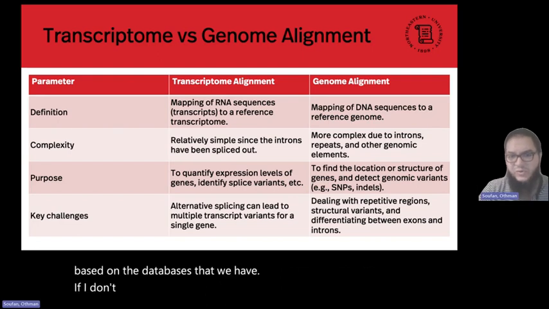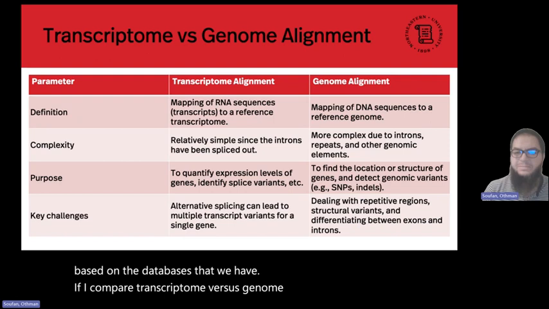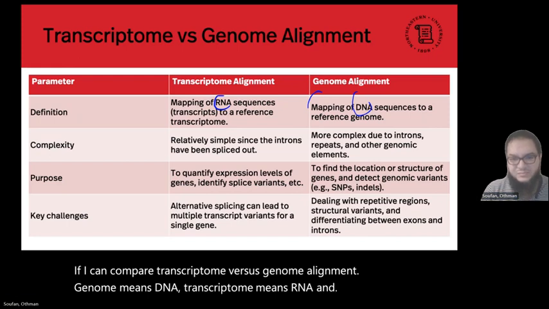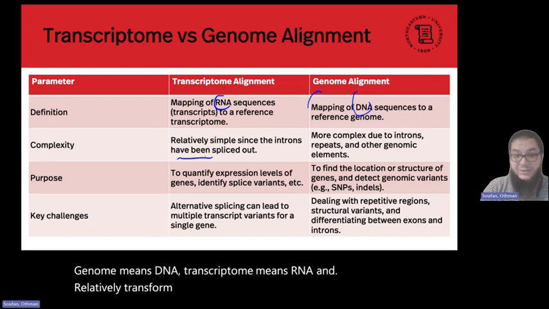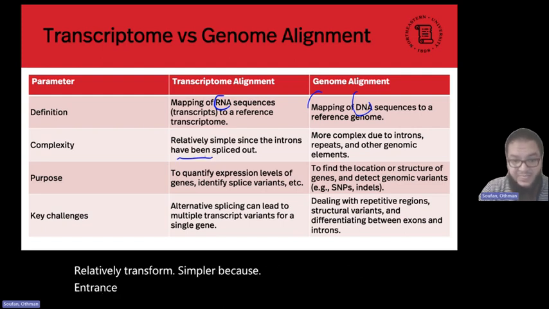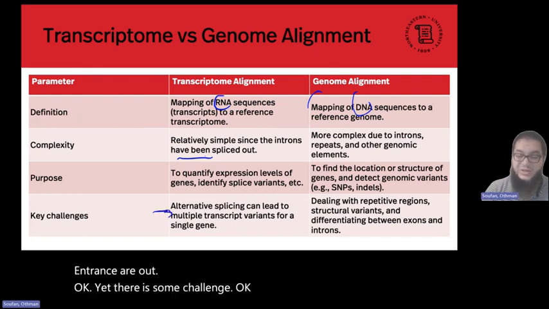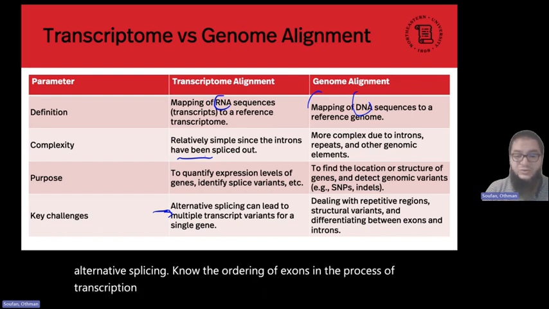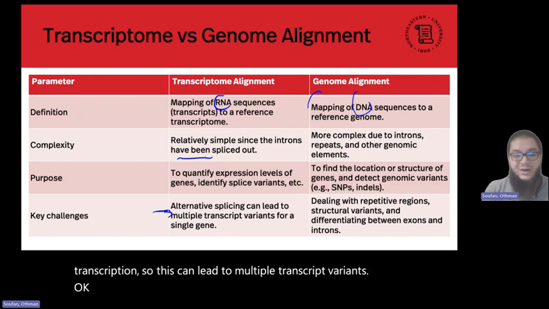If I compare transcriptome versus genome alignment, genome means DNA, transcriptome means RNA. Relatively, transcriptome is simpler because introns are out. Yet there is some challenge, because we have to deal with alternative splicing, the ordering of exons in the process of transcription. So this can lead to multiple transcript variants.